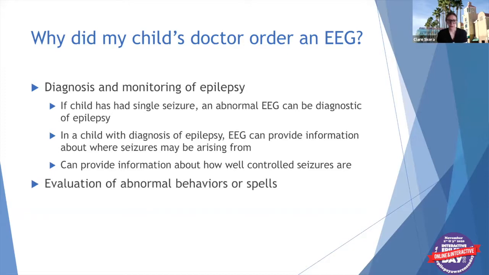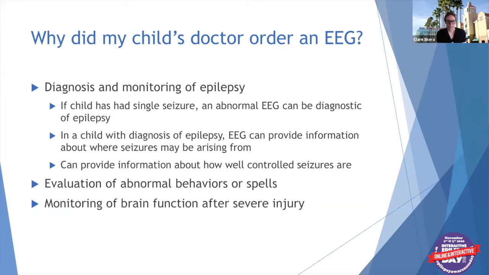And then outside of epilepsy, EEGs are still very commonly ordered whenever children have any sort of abnormal behavior or spells they think may be related to seizure or an underlying process in the brain. Similarly, we also will use EEGs typically in intensive care unit settings to monitor brain function after injury, because as I said, an EEG is really a direct measurement in real time of how the brain cells are functioning and the electrical signals they're producing. And so that gives us a lot of real-time information about how the system is working.